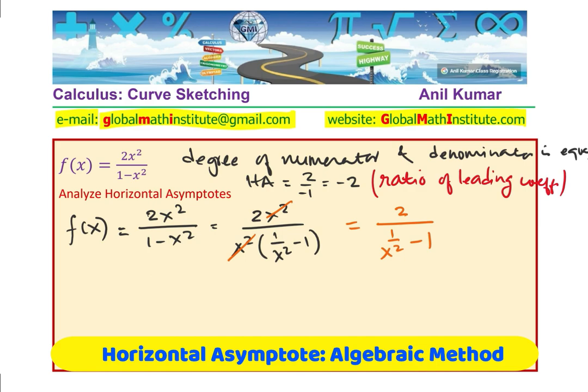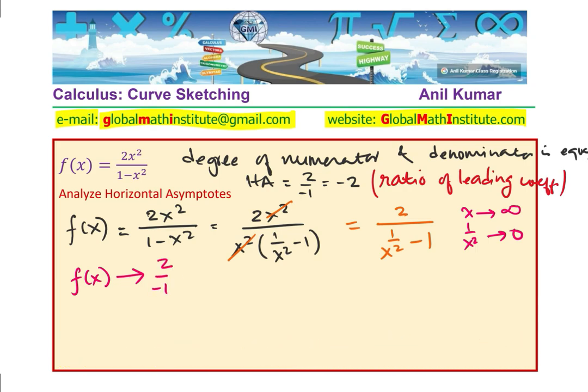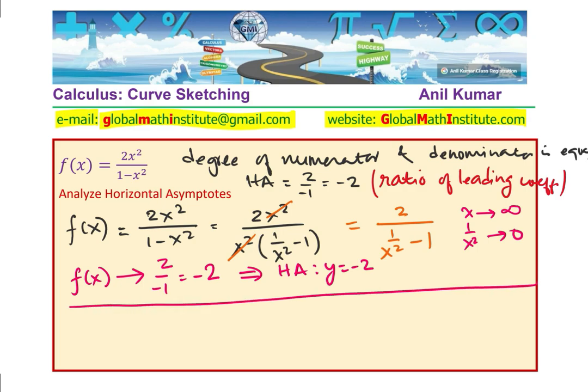Now think what happens when x approaches a large value. In that case, 1 over x squared approaches 0. And so the whole function f of x approaches what? It's a concept of approaching, right? So it approaches 2 over minus 1, or minus 2. You get the idea. And therefore, we have the horizontal asymptote, which is y equals minus 2, correct? Is that clear to you? That is how we are going to find the horizontal asymptote.